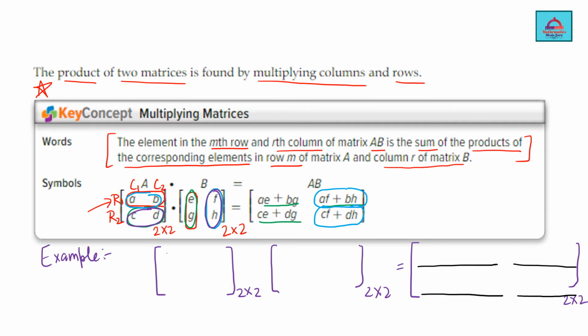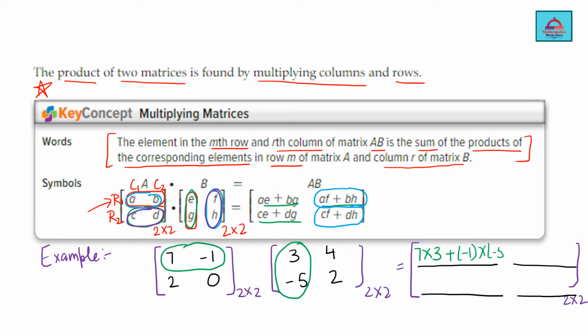Let's fill some numbers here: 7, 2, minus 1, 0. I'm randomly taking some example. 3, 2, 4, minus 5. Okay, so these are two matrices. Now, when I'm going to write the elements, roughly this is the first row, first column. So I take the first row and first column: 7 multiplied with 3 plus minus 1 multiplied with minus 5.